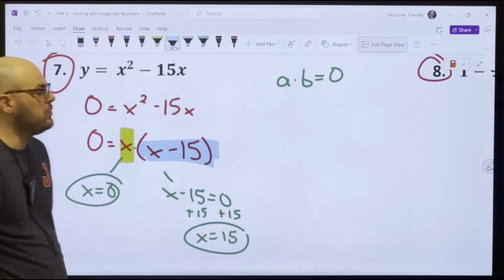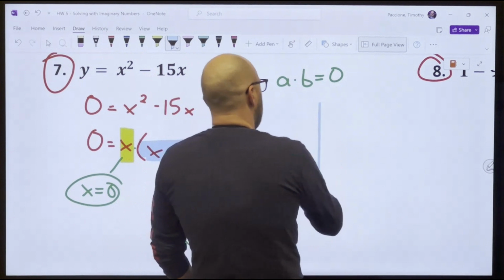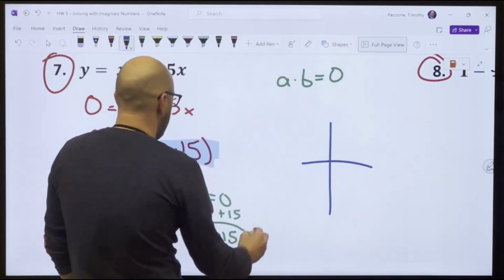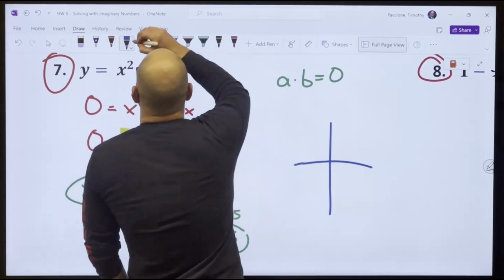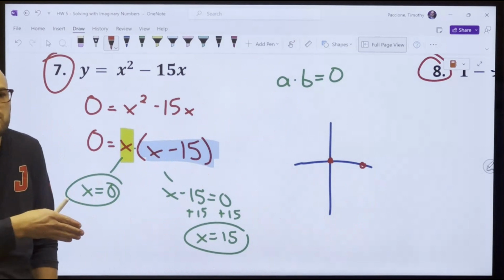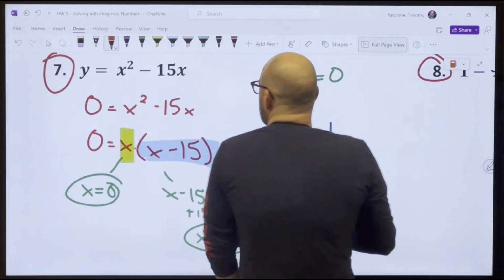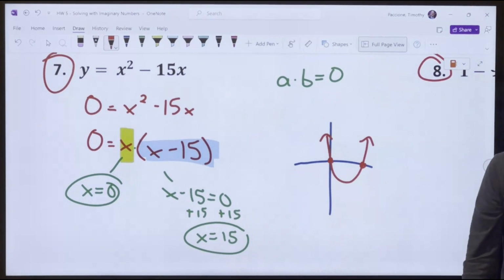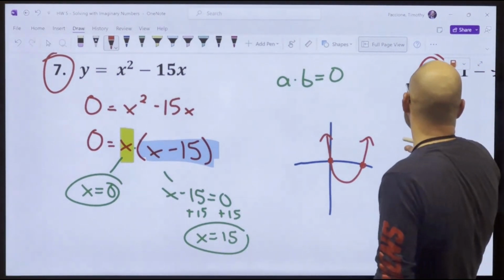No, 0 can be a real root. It's a good question. That means that this has x-intercepts at 0 and 15. 0 is just one of the roots. Yeah. So it would be like this. Okay? All right.